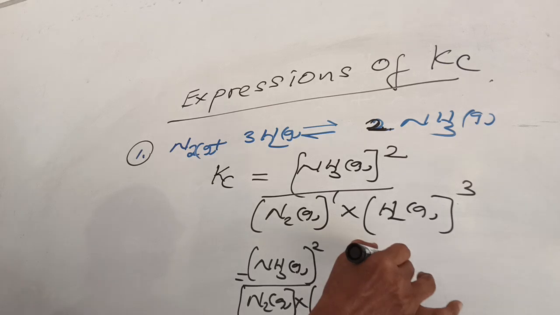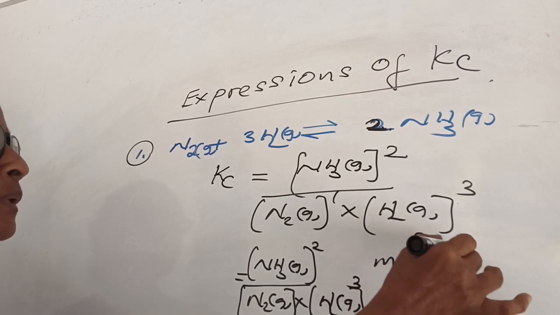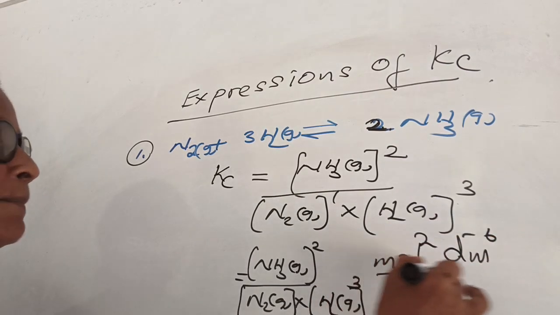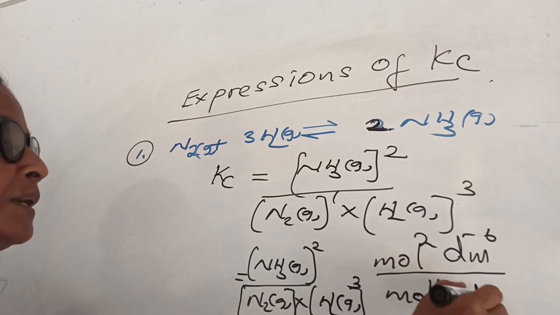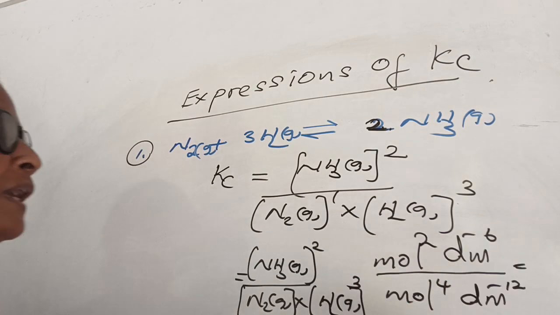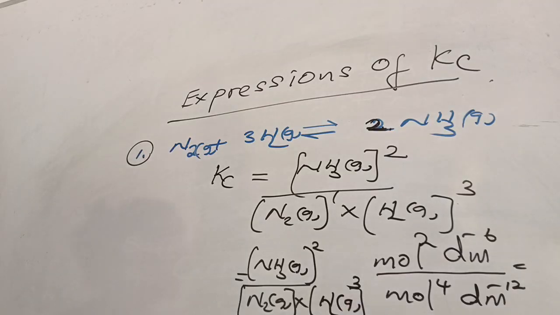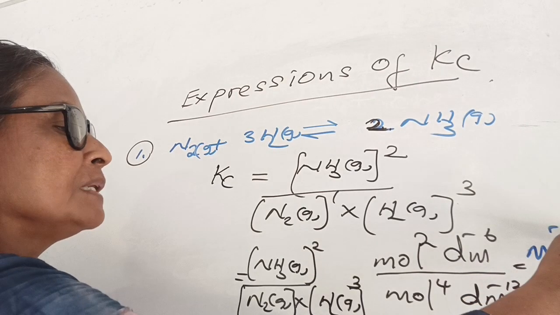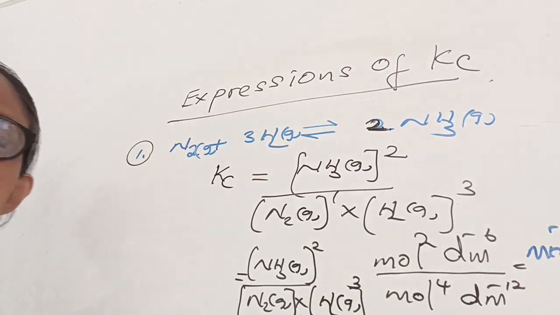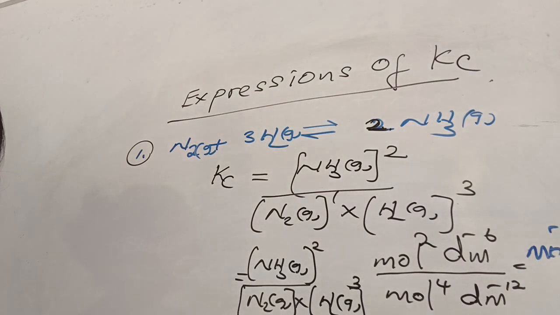Once you substitute the concentration units, the numerator has two concentration terms, mol squared dm^-6, and the denominator has four concentration terms, mol^4 dm^-12. These get cancelled, and the final units become mol^-2 dm^6.